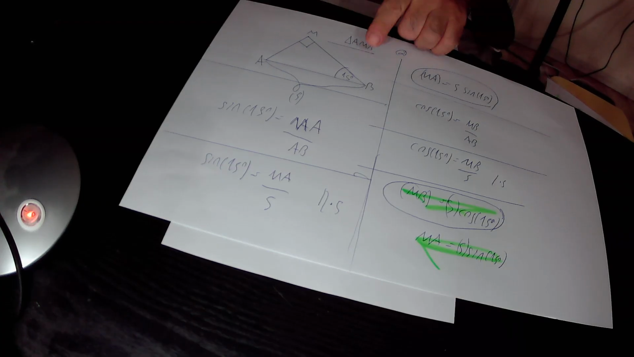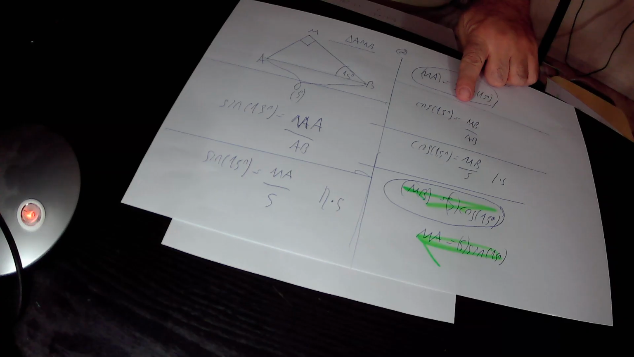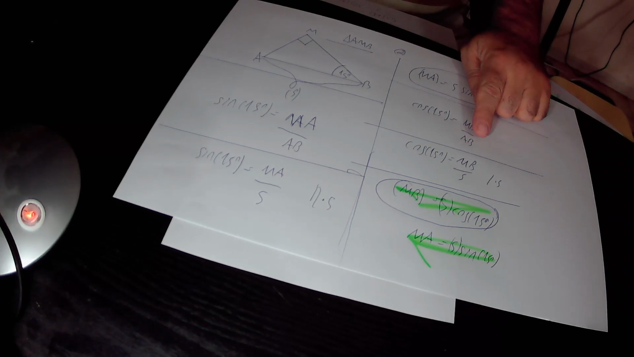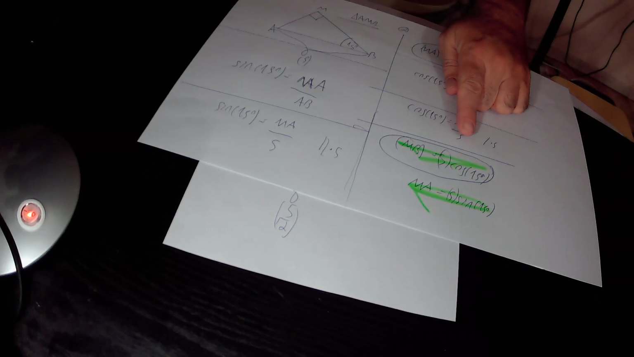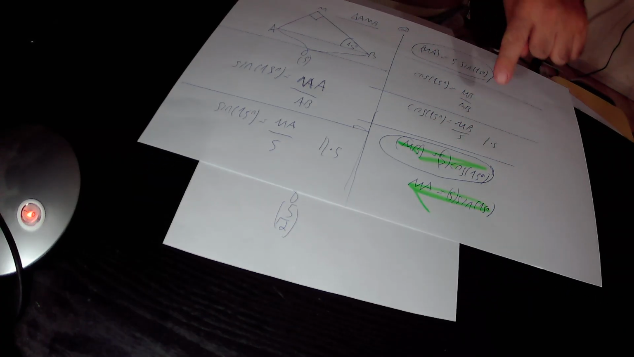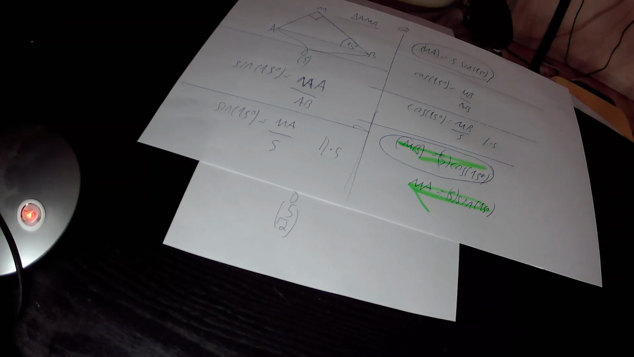Likewise, here cosine 15 degrees equals MB over AB. AB is 5, so in total cosine 15 degrees equals MB over 5. Here we multiply this equation by 5 and finally found out that MB equals 5 times cosine 15 degrees. And we already found out that MA equals 5 times sine 15 degrees.